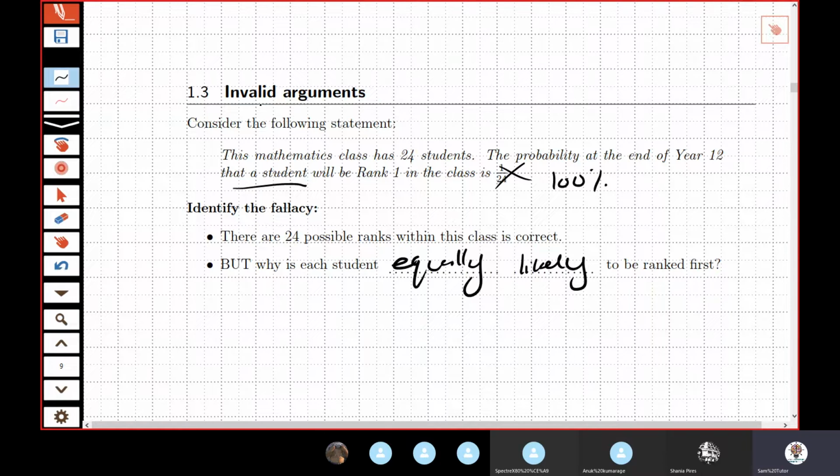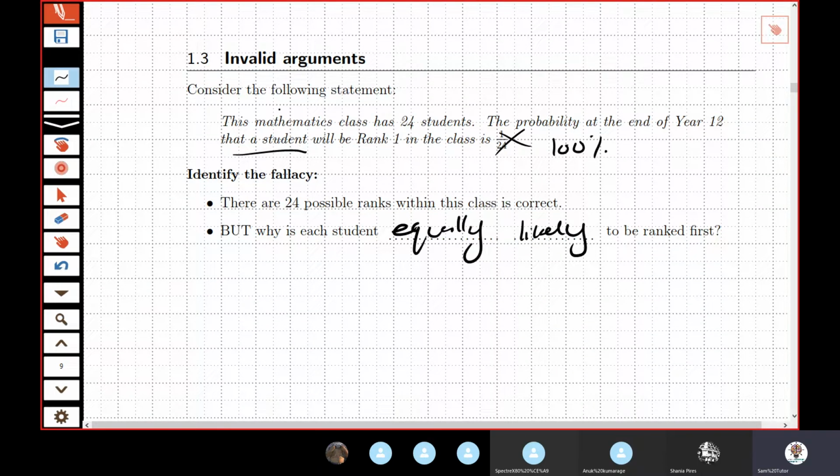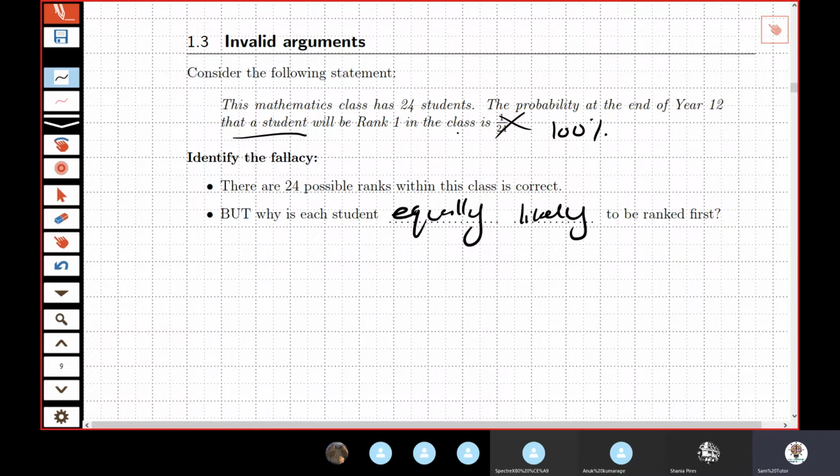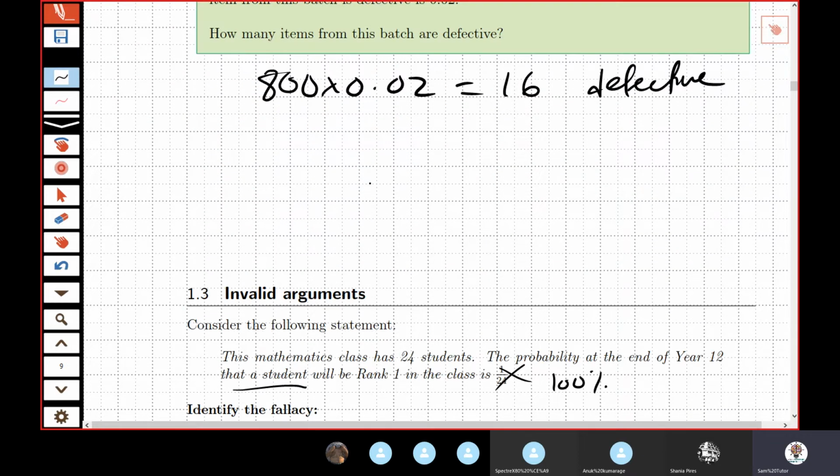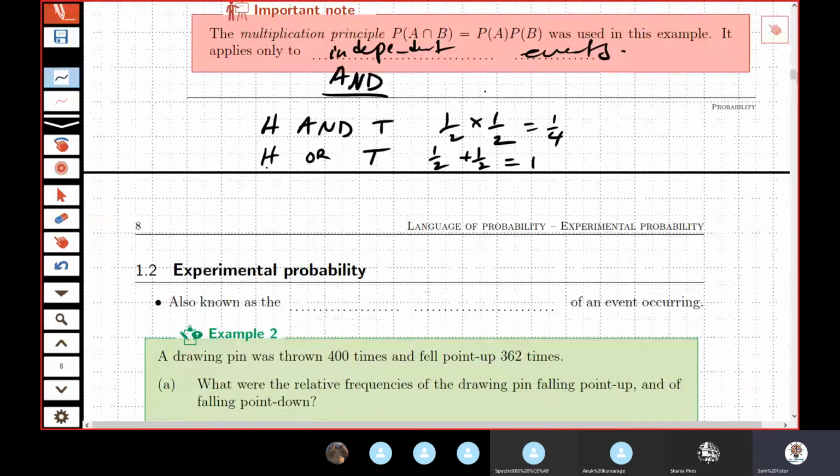Invalid arguments, they apply everywhere, but a basic case would be something like this. This mathematics class has 24 students. The probability at the end of year 12 that a student will be rank 1 in the class is 1 out of 24. No, that's not true. The probability at the end of year 12 that a student will be rank 1 is 100%. So someone will get first, someone will get second, so the way it's worded, you've got to be careful. That's just 100%. It's like me saying, what's the probability of me getting a head or a tail? It's 100%. You either get a head or a tail.